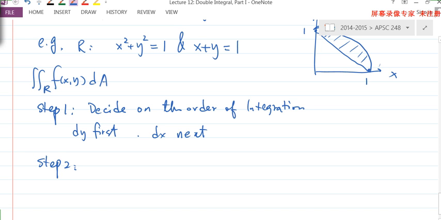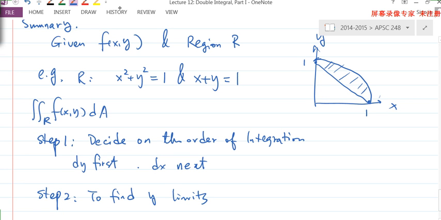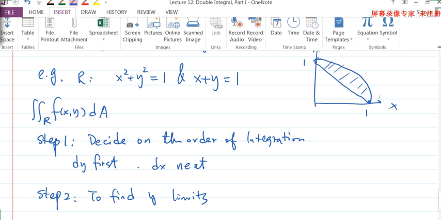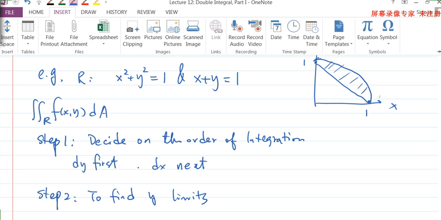Okay, next step. More precisely, there are a couple more steps involved in this one, but overall, this is to find the y limits. This is step number 2. To find the y limits, this is what you do. You're gonna draw an arrow.